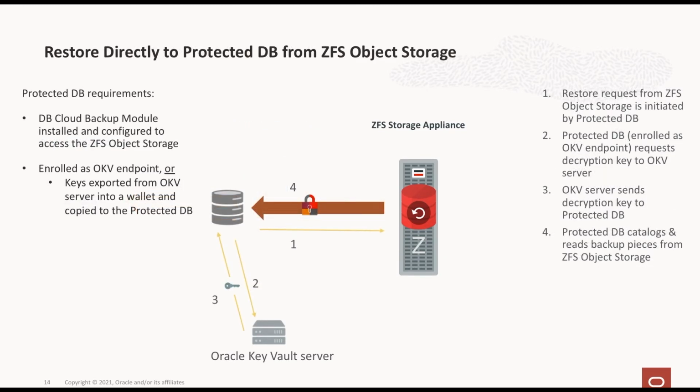If you want, as I mentioned, you can restore directly from the ZFS storage appliance, even without the recovery appliance. You need to install the database backup cloud module on the protected database. You need to configure it to point to the bucket on the ZFS storage appliance. The database cloud backup module is the same module we use to back up to the OCI buckets. You can restore directly from there. As the backups are encrypted and the keys were stored in Oracle Key Vault, you need to either enroll this database as an OKV client or endpoint, as it is called.